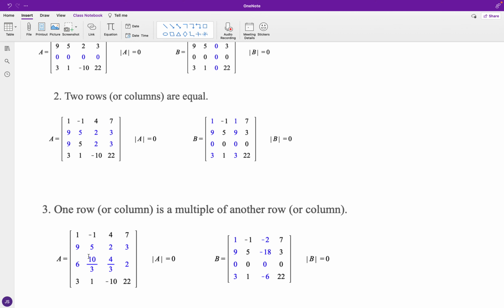So you have a multiple relation, and notice for matrix B, the third row elements will be -2 times the first row elements throughout. So you have 1 to -2, 9 times -2 is -18, 0 stays at 0, and 3 times -2 is -6. And so with that property, the determinant of B ends up at 0.